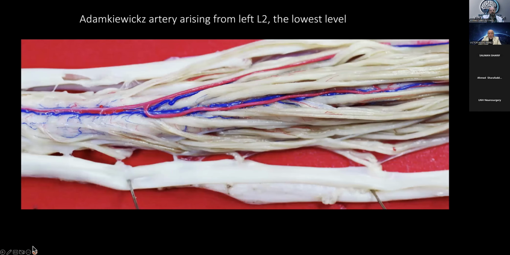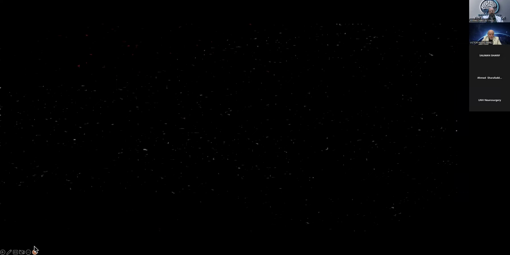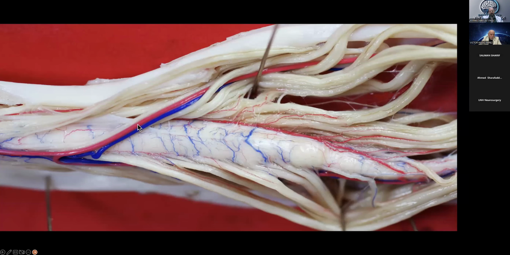The artery that arises from the lowest level was found at L2 on the left side. So here we have this Adamkiewicz artery. This is a really nice picture to show this artery. And in the next, I displaced the nerve roots to see the lateral aspect of this spinal cord. Here we have this artery at the lowest level that we found, L2 on the left side.